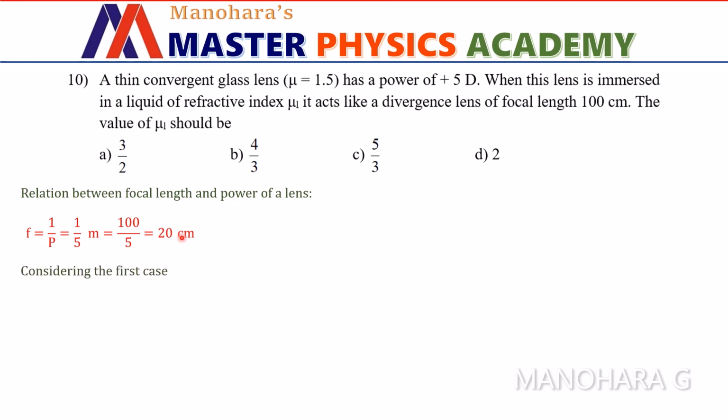Now, considering the first case, we have the formula 1 by F equals mu by 1 minus 1 into 1 by R1 minus 1 by R2. This is the general expression for reciprocal of focal length, where mu stands for refractive index of the material of the lens and the denominator stands for refractive index of the surrounding medium. Since in the first case it is air, we have written 1. And R1 and R2 are the radius of curvatures of two surfaces of a lens.